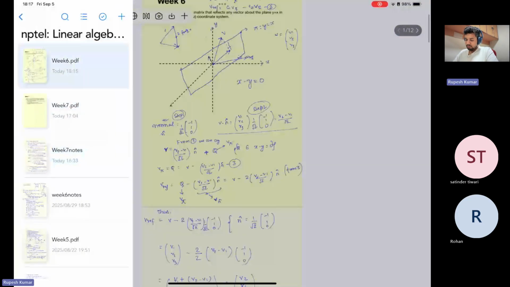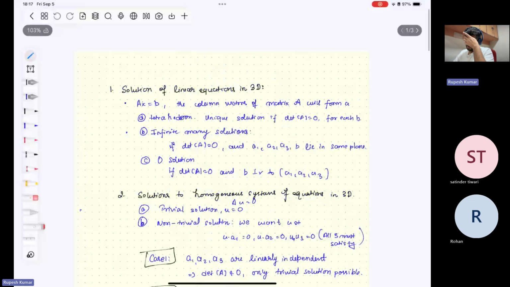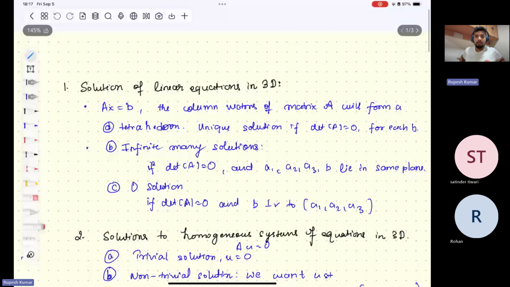So let me start with today's notes, right? In this week 7, what you have seen in the NPTEL lectures is, number 1, solution of linear equations in 3D, right? So we already saw how to solve the system of linear equations. Now in 3D, the only thing that changes is you get three column vectors and you try to find the linear combination of those column vectors to get the final output vector, or you have three rows and you perform Gaussian elimination over the augmented matrix to get the solution, right? So that's the thing, we are saying it as tetrahedron.